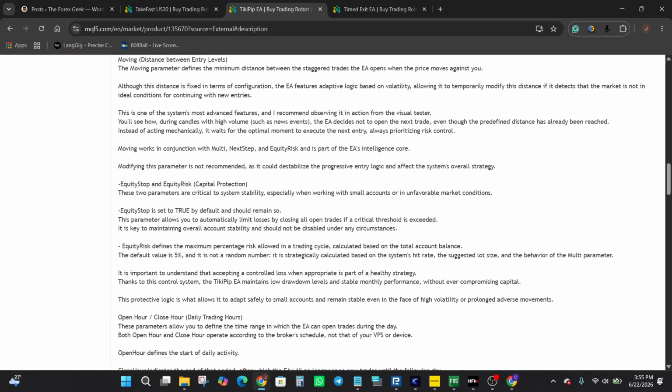The moving parameter manages the distance between entry levels, and what stands out here is the adaptive volatility logic mentioned by the developer. Rather than simply opening new positions at fixed intervals, the EA can delay additional entries when market conditions are considered unfavorable, particularly during periods of elevated volatility.